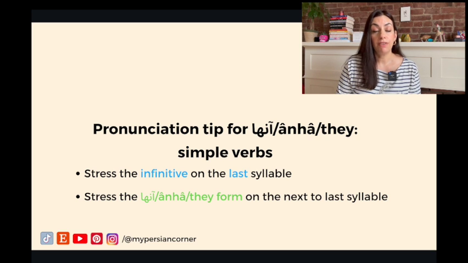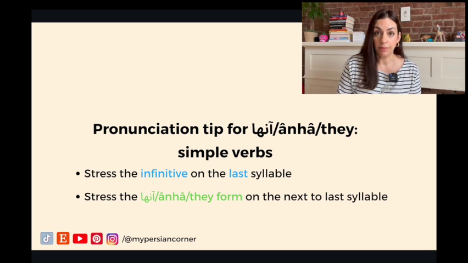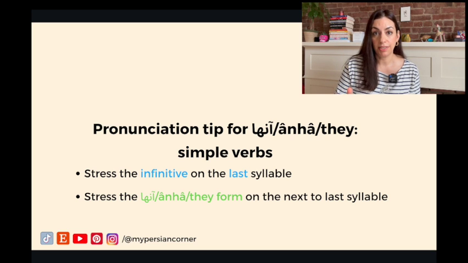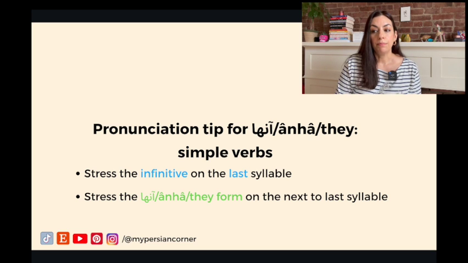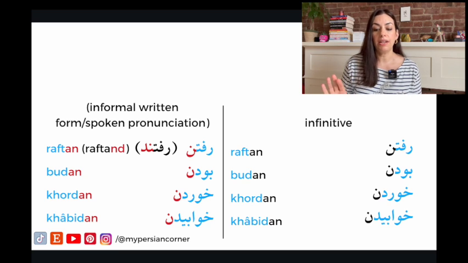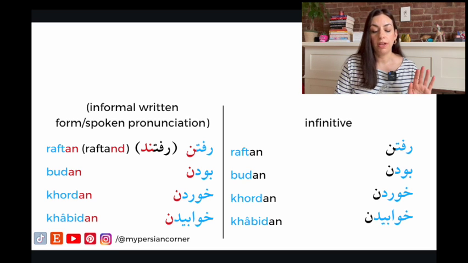Okay, a couple of pronunciation tips here. Typically, in Persian, infinitives are stressed on the last syllable, on that an sound. When we conjugate verbs, we stress the next to last syllable, right? Stress is pretty predictable in Persian. I'm focusing on these two forms here because you'll notice that, here on the right, I have the infinitive. On the left, I have the shoma, the anha, they form.